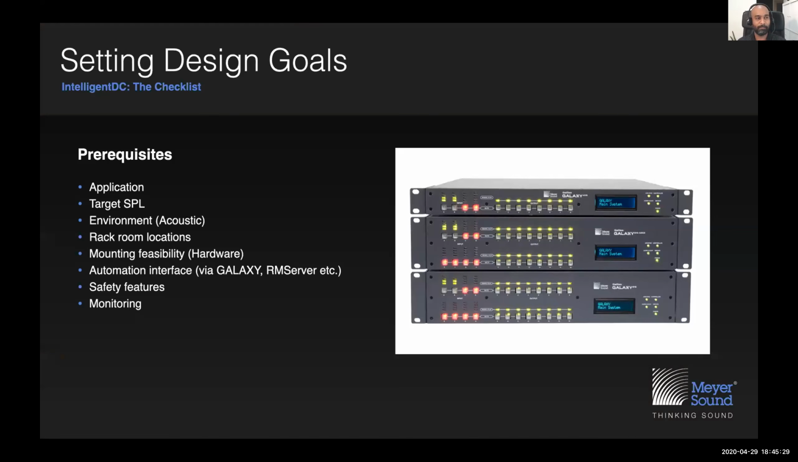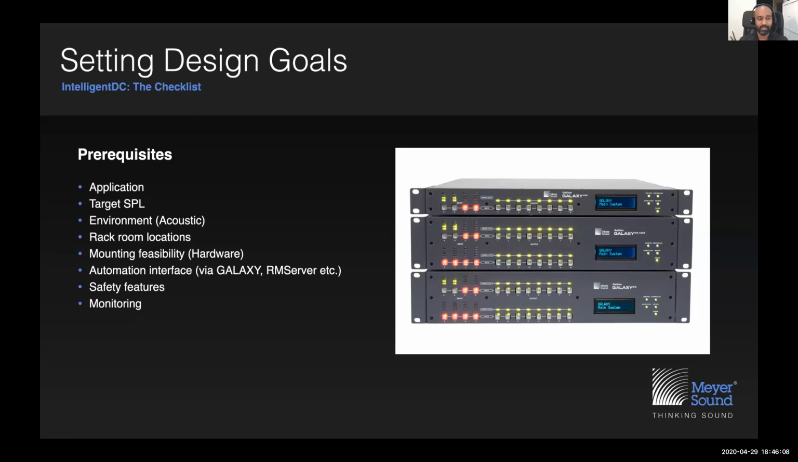Moving on, I would like to talk about setting design goals for such distributed systems. I look at the points we have on screen as a checklist before you start designing to set your goals for a design. One is to find out the application. Application is what you're using the system for. As you would have noticed, all of the 4 projects that we just saw had a very clear application, because that helps you define what kind of system design you're going to approach. Getting target SPLs is important.